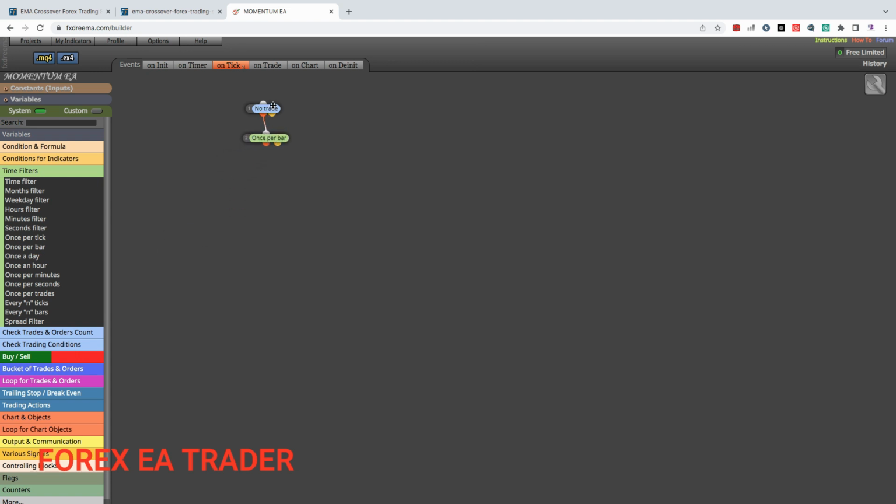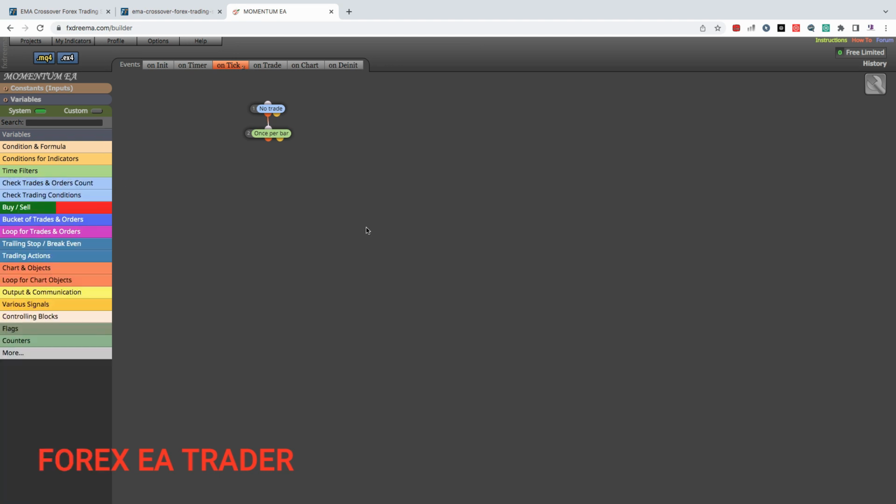So the robot is going to check that it hasn't placed any trades yet, because I don't want the robot taking 1,000 trades. Then it's going to check for the conditions that we're going to put here once per bar. I don't want to continuously check the same candle and take false signals. So once per bar, it's going to do what we're going to tell it to do here.